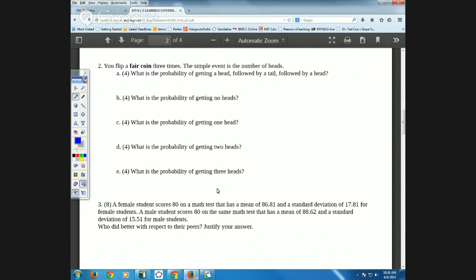Okay, so you flip a fair coin 3 times. The simple event is the number of heads. And then we have a whole bunch of different questions. What is the probability of getting a head followed by a tail followed by a head? What's the probability of no heads, 1 head, 2 heads, 3 heads? So before, I could draw a tree here. Question? You want to draw the tree? All right.